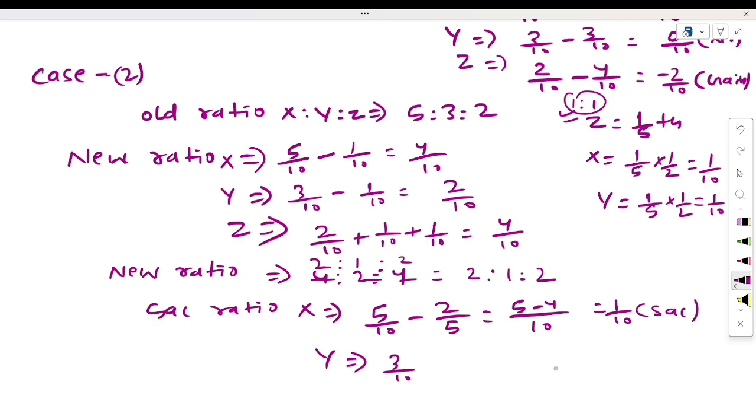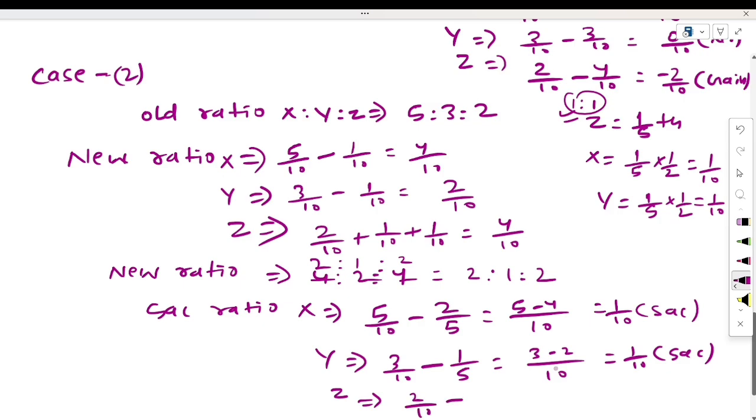X is sacrificing. What would happen for Y? Old ratio minus new ratio is 3/10 minus 2/5, that is 3 minus 2, 1/10. Y is also sacrificing here. And for Z, 2/10 minus 2/5, here 10 would be 2 minus 4, minus 2/10. It means here Z is gaining. This is all about case 2.